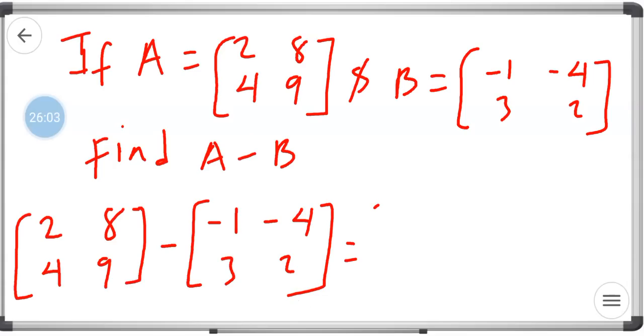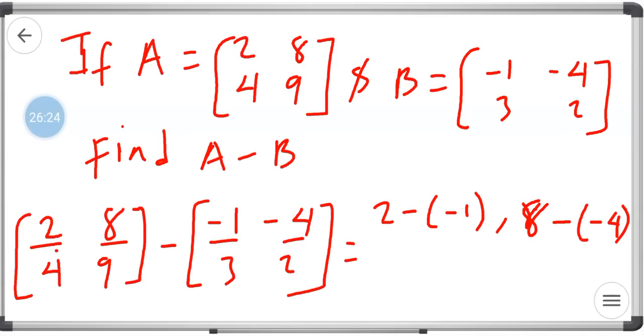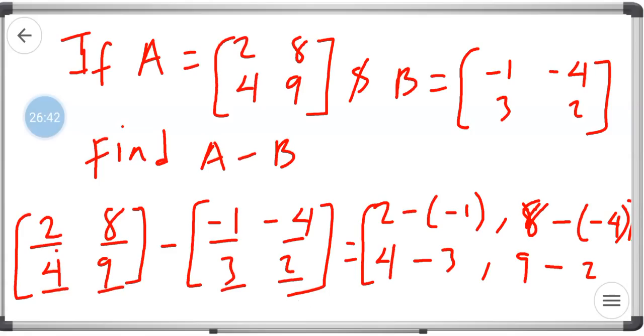So I'll just take my 2 here. That's the first number here. That's 2. We are subtracting. That's minus. Then the first number here, that's A11, that's -1. I'll put my comma here. Then the next number here is 8. So I'll take my 8 here, 8 minus -4. So the next one here, that's 4. We are subtracting, minus, and here we have 3. 4 minus 3. I have my comma here. While the last number here is 9, so 9 minus 2. So I have my bracket here, and my bracket there.